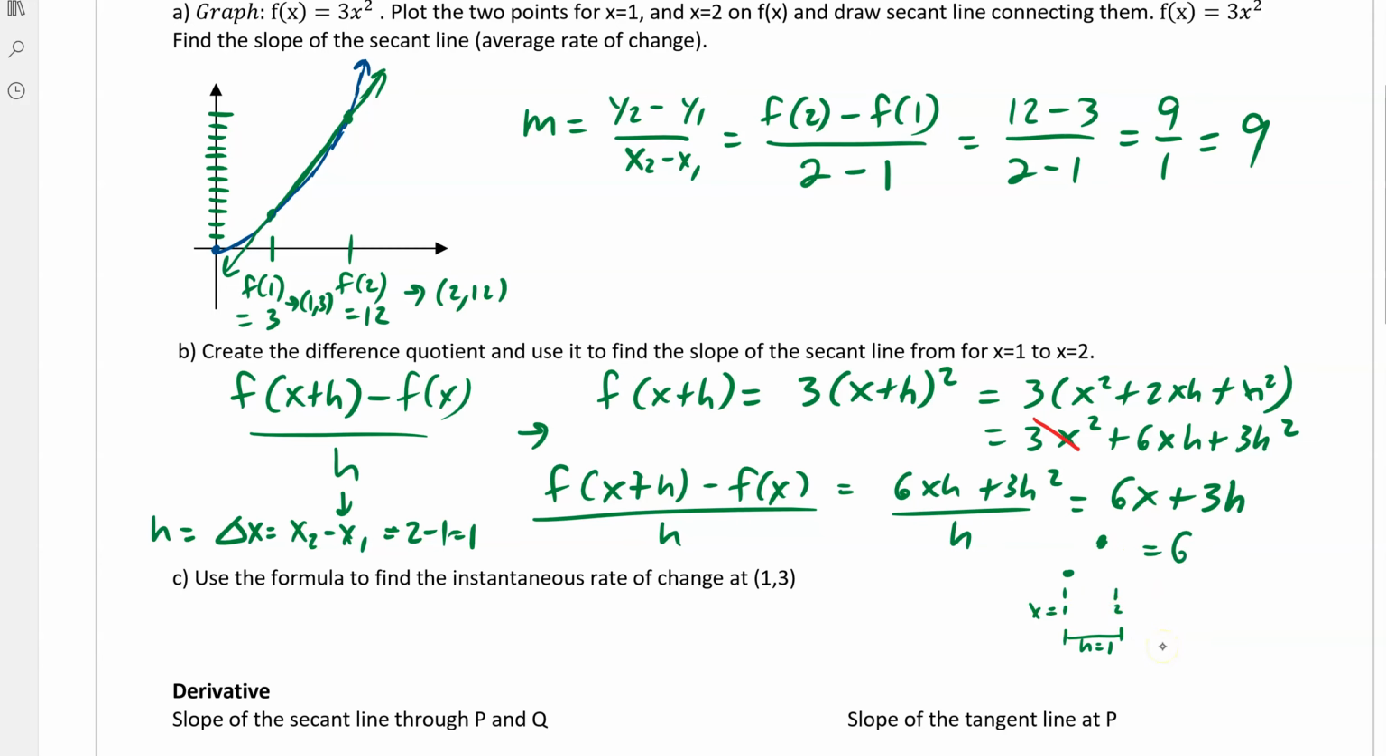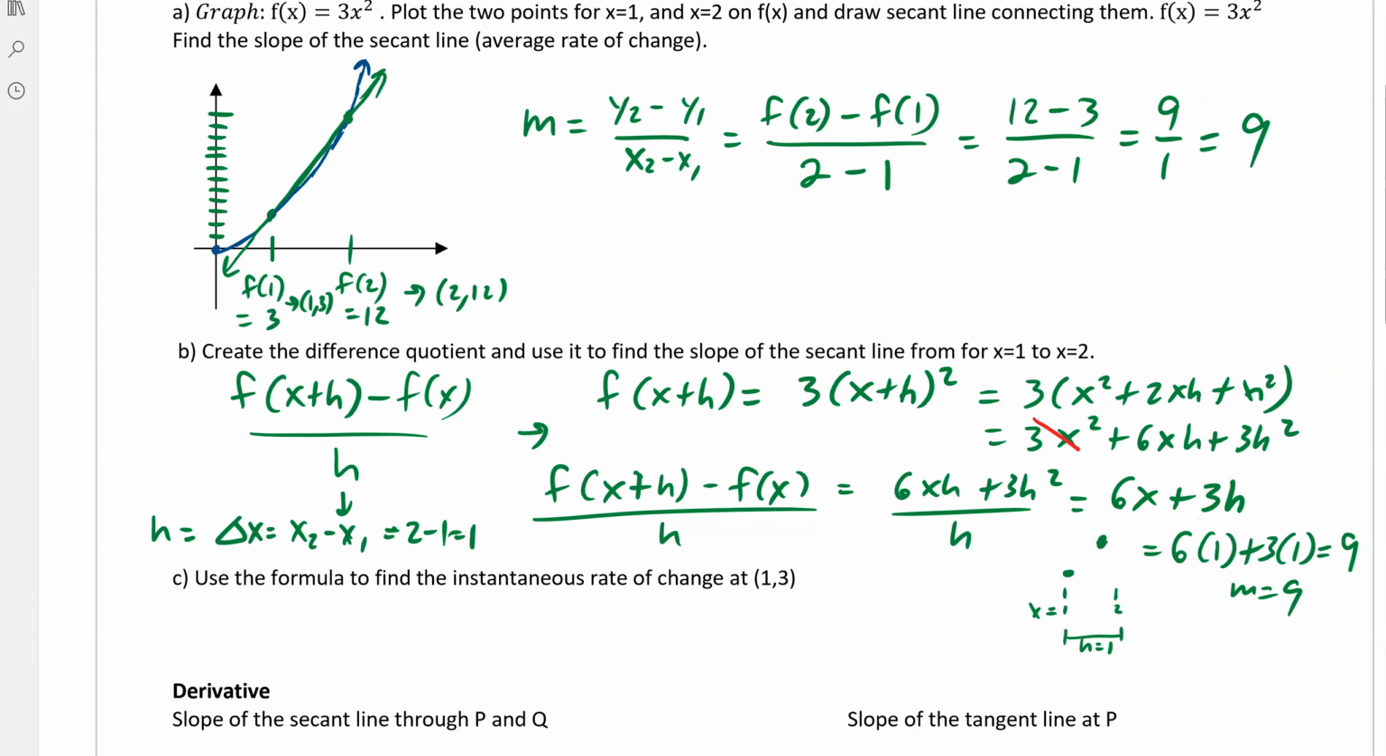So if we plug that in, it's 6 times 1 plus 3 times 1, which is equal to 9. And you can see it's the same slope that we have above. So the difference quotient is another way of finding the slope. If you have a formula, it's just saying from what point do you want to start, and then how far do you want to go away.